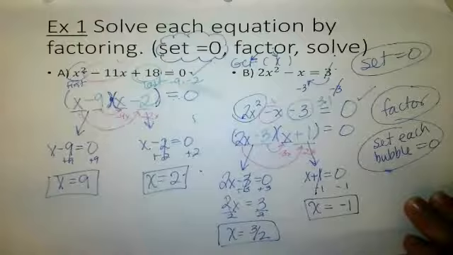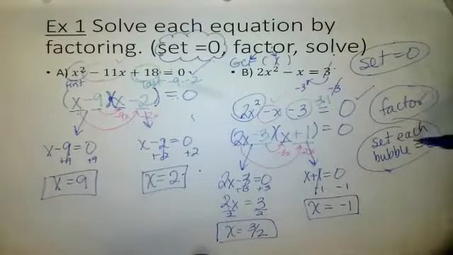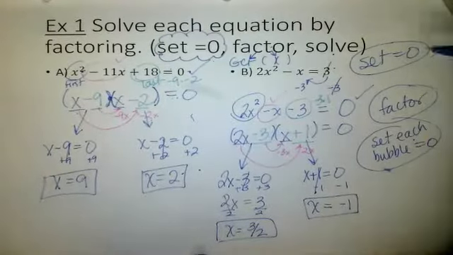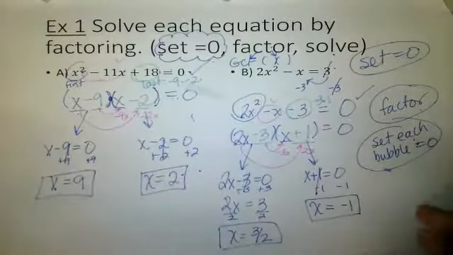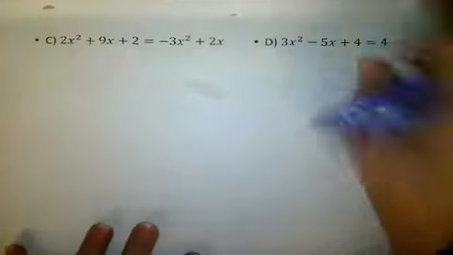Questions so far? These are the same 3 steps every time today, ladies and gentlemen. Set it equal to 0, factor, and then set each bubble equal to 0 to solve. Okay? So here we go. Last 2. A little bit more challenging.